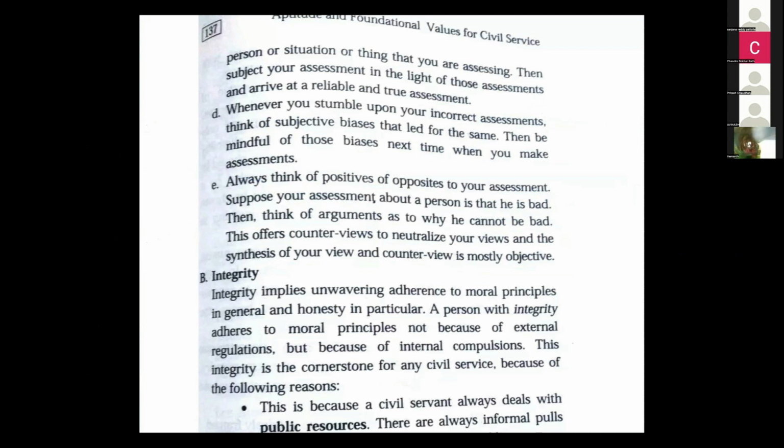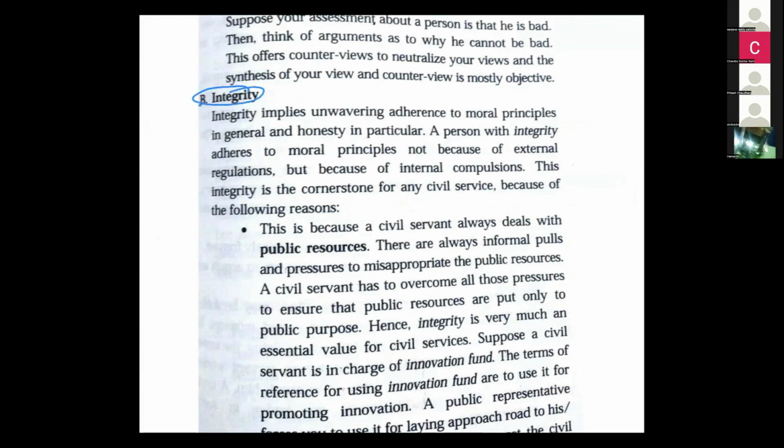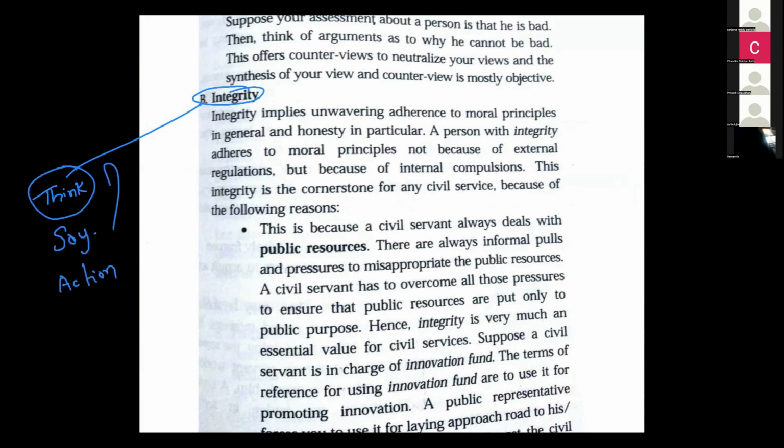The most important: integrity. Integrity, as I said before, normal integrity means what you think when no one is watching you also. There is no scope of acting in the term integrity. You can't act. What you think when no one is watching, what you say, and what you do, that is action. All things should synchronize with each other, and it should be the same. That is integrity. So integrity implies unwavering adherence to your moral principles.